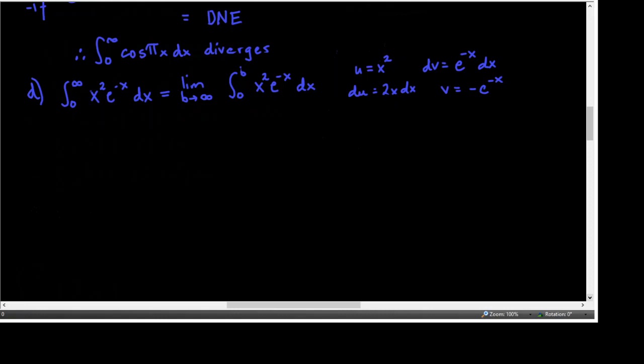Okay, so that means that this is the limit as b approaches infinity of uv, so negative x squared e to the opposite of x, uv, minus the integral of v du. The v has a negative, which I can pull out, making this plus. The du has a 2, which I'll pull out, making this 2, times the integral of x e to the opposite of x dx.